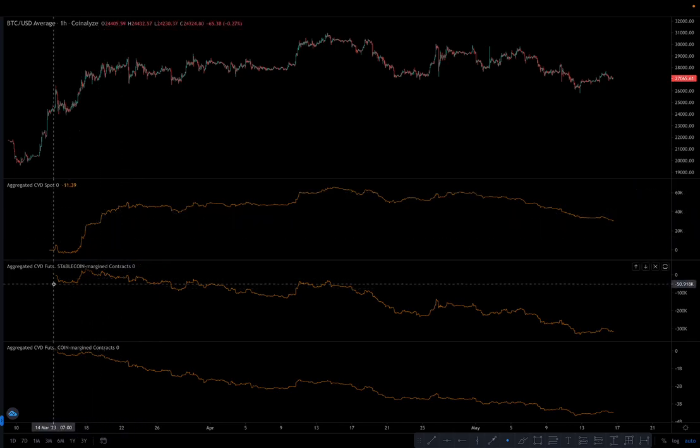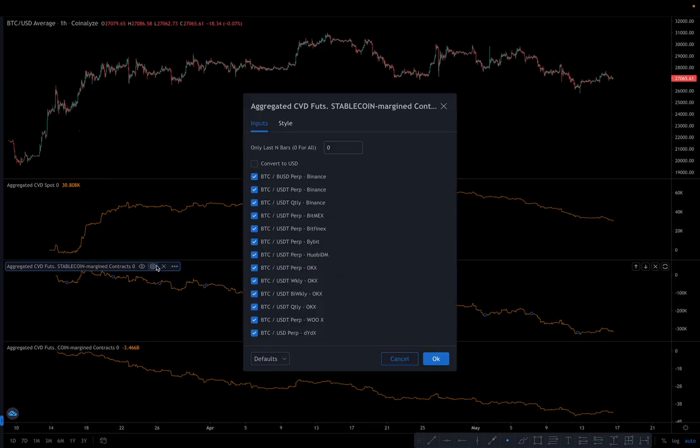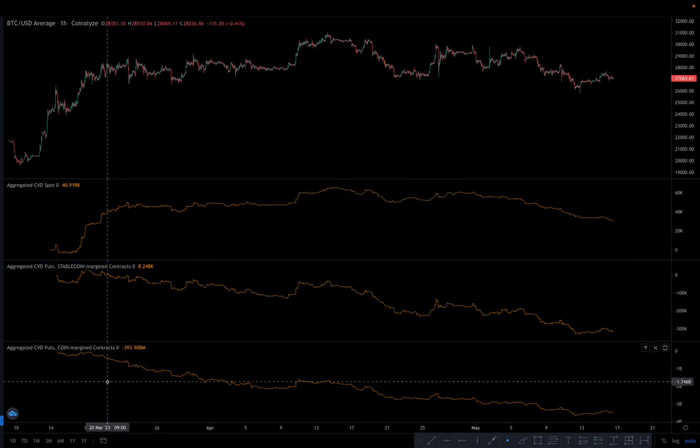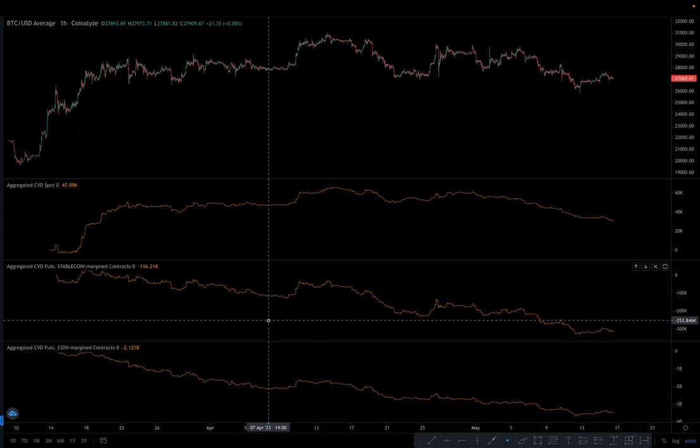In this example, I have the 3 types you can have, which are the aggregated CVD for spot. So that is all the spot markets. You can see here all the different spot markets that are picked up by Coinalyze. That's the aggregate of the buying and selling aggression in all of those. Then we have the stable coin margin contracts. So these are futures, again, for all available exchanges. And at the bottom, we have a third one, which is, again, futures, but this is coin margined. That's down to the fact that there are 2 different types of perpetual futures. One where your margin is in a stable coin like USDT, the other where your margin is in the actual coin itself like Bitcoin.